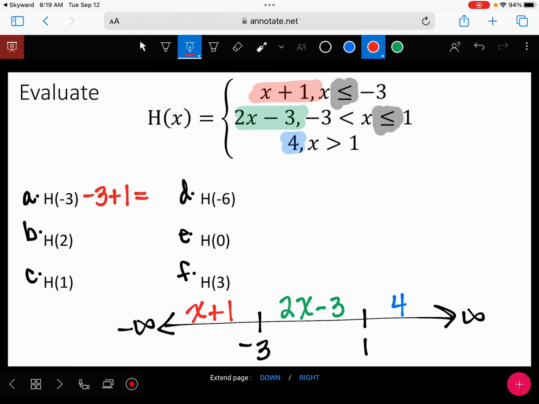Negative 3 plus 1 is negative 2. Where does 2 fall on this number line? Where is positive 2? Positive 2 is greater than 1, so my answer is just 4. So it's a constant function, it's 4. Notice that that is the only function where we don't have an x in there. It's just a horizontal line.